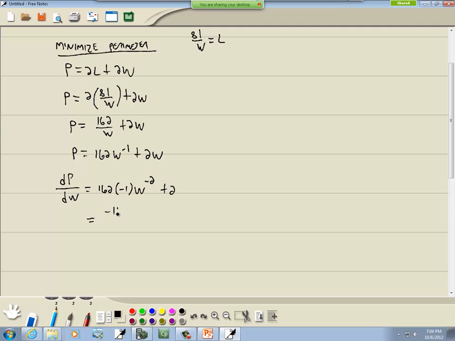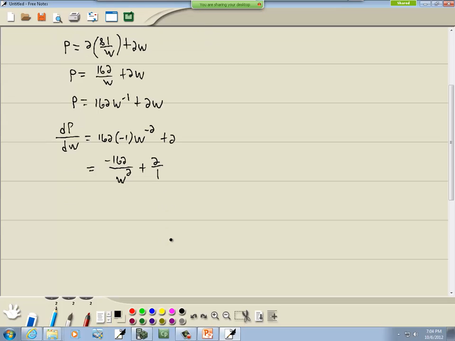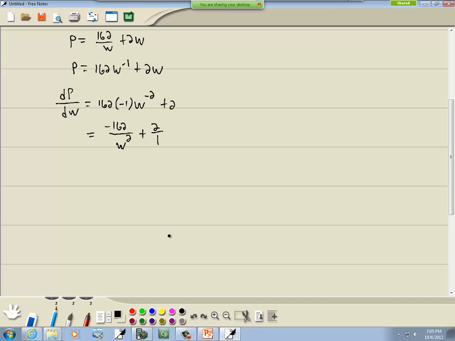So we got a negative 162, and I'll take the W to the negative 2 downstairs, so it becomes W to the positive 2. And I'll put the 2 over 1, because we're going to want to combine these into a single fraction. Our common denominator would be W squared. So I got negative 162 over W squared plus 2W squared over W squared. Multiply the top and bottom by W squared, which gives us 2W squared minus 162 over W squared.